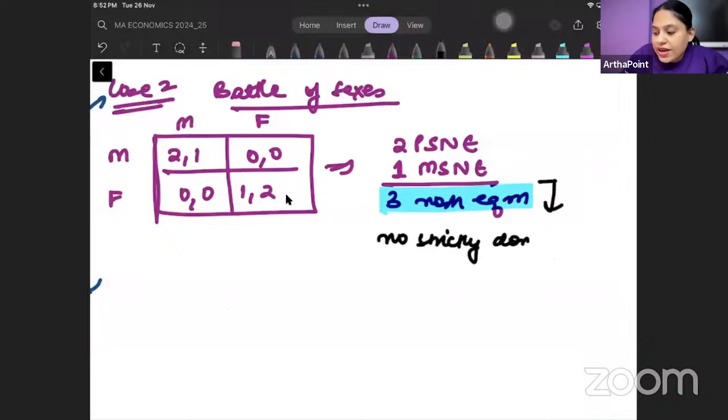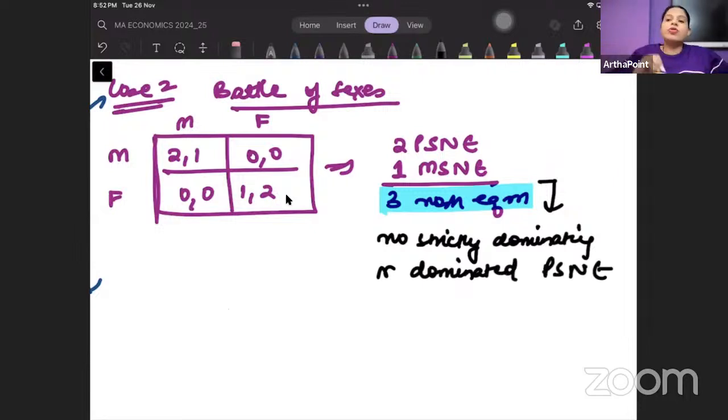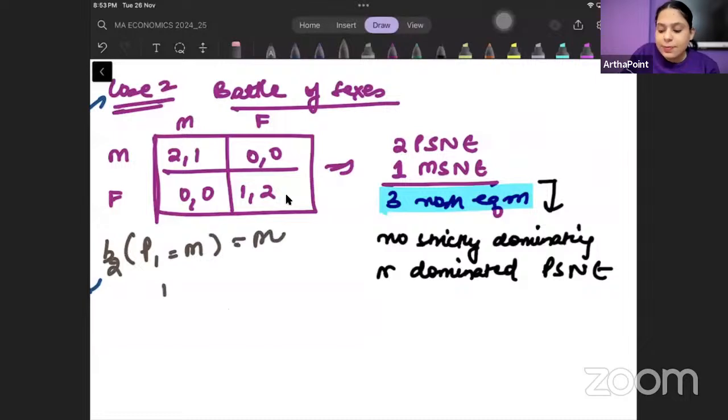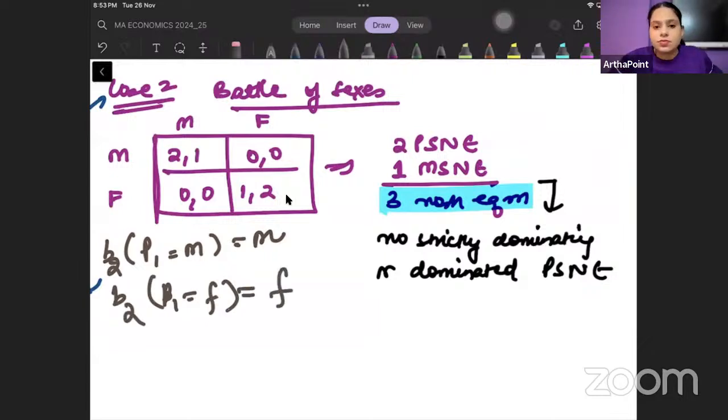और इस गेम में हमने देखा था that there was no strictly dominating or dominated pure strategy Nash equilibrium. यहां पे ये जो था ये 2-1, this is not getting dominated by any other strategy because there is no dominated strategy. The best response was changing. When player 1 was going for movie, best response of player 2 was movie. When player 1 was going for football, best response of player 2 was football. So no strategy was dominating the other and no strategy was getting dominated by other.